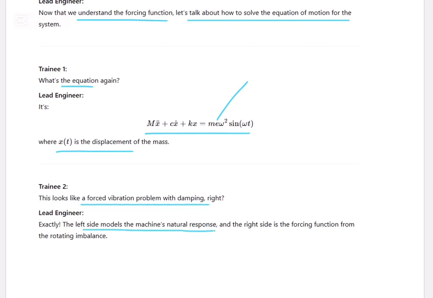The left side models the machine's natural response. The right side is the forcing function from the rotating imbalance.